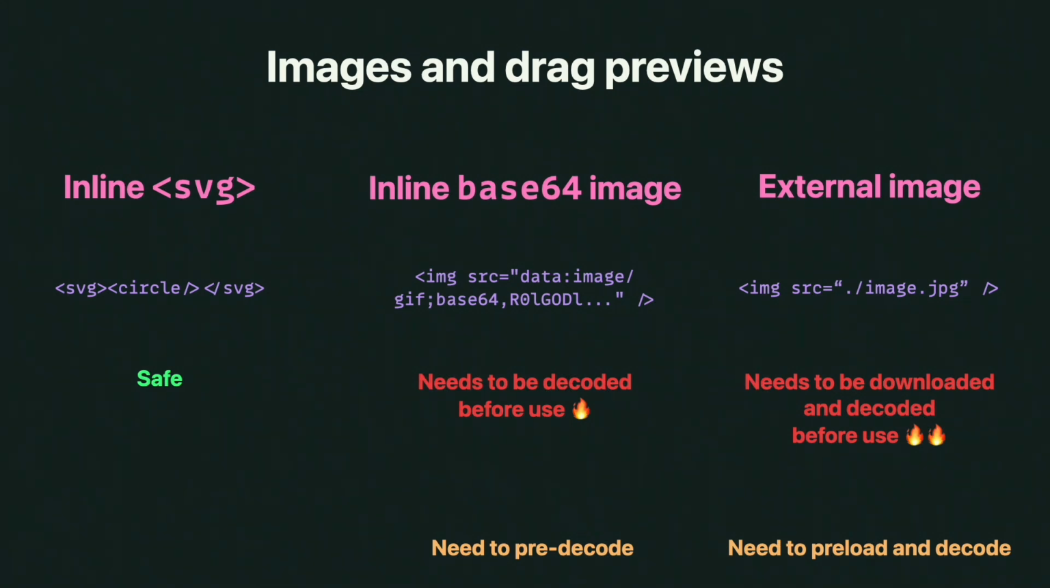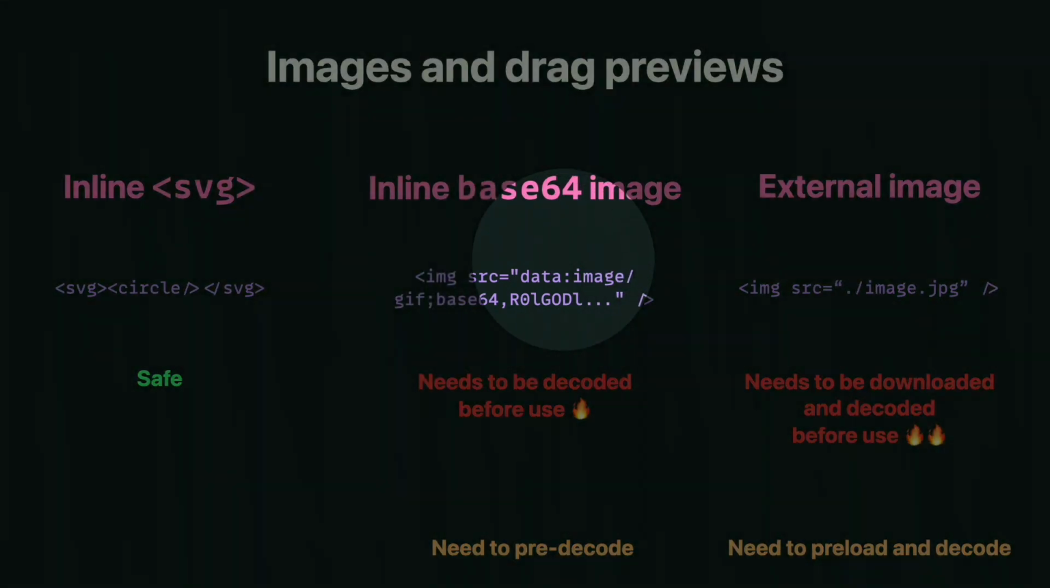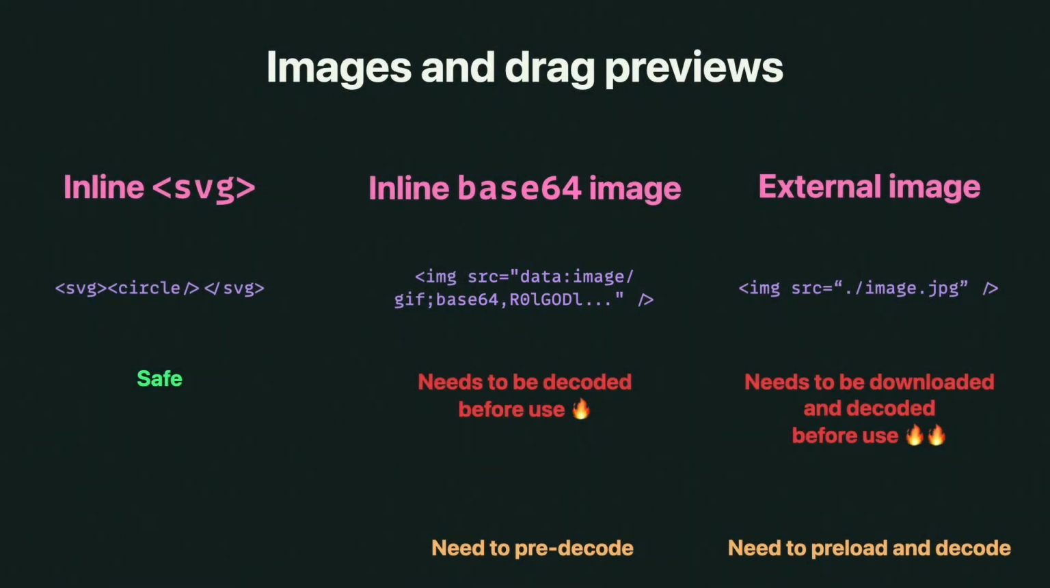When this image is first created, it's not decoded. Sorry, it's encoded. It needs to be decoded before it can be used, and that happens in an asynchronous task that comes in later, right? So if you're going, oh, I'm going to be clever here and get my drag preview to use a base64 image so it's ready straight away, unfortunately that doesn't work. It's not decoded, it's not there.